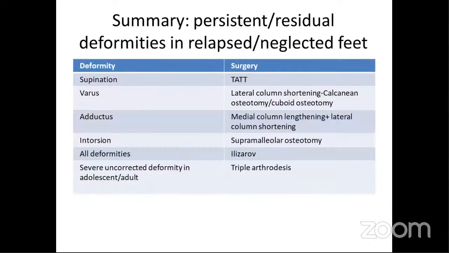So the summary is that in supination, you can do tibialis anterior transfer. In varus, you can do lateral column shortening. In intorsion, supramalleolar osteotomy. All deformities can be corrected by external fixators. This is theoretical. Thank you very much.